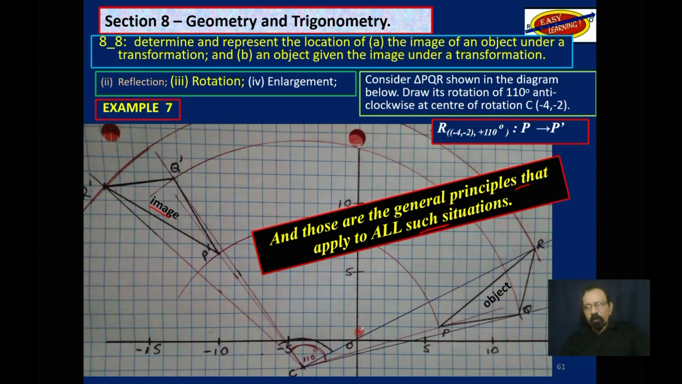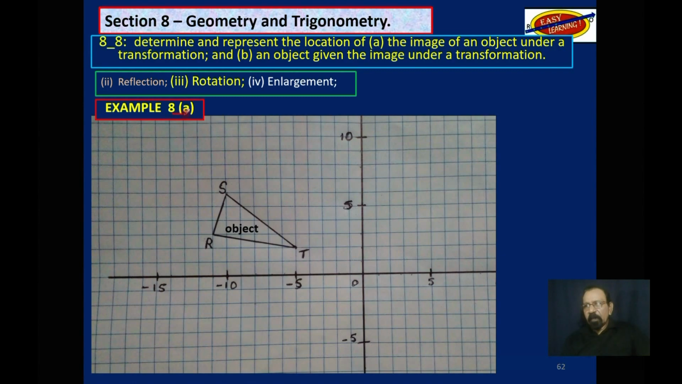Now, when the center of rotation is 0, 0, and the angle of rotation, either clockwise or anti-clockwise, is a multiple of 90, we can also calculate that. Other than that, we will do it graphically as you see here.